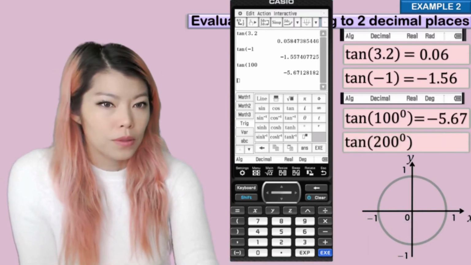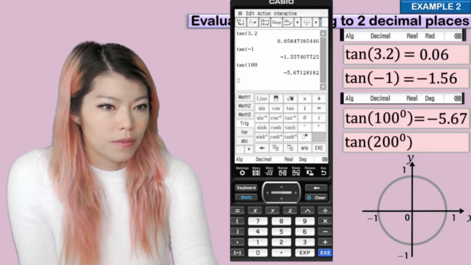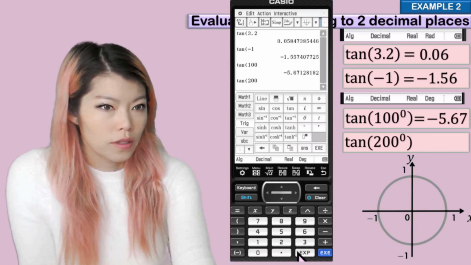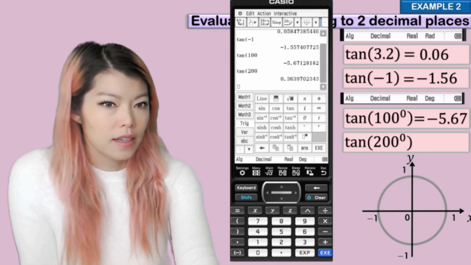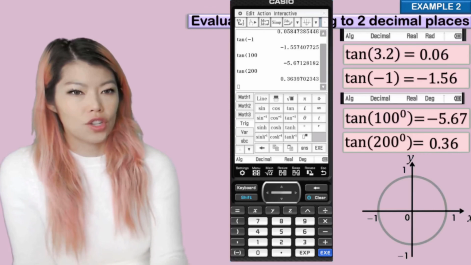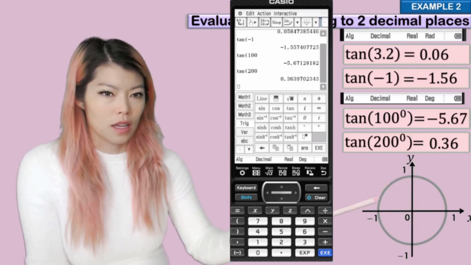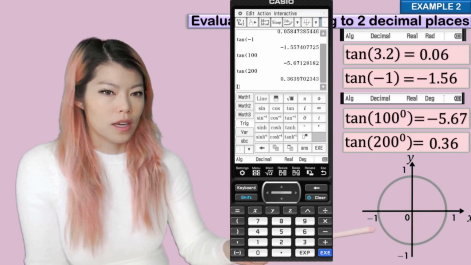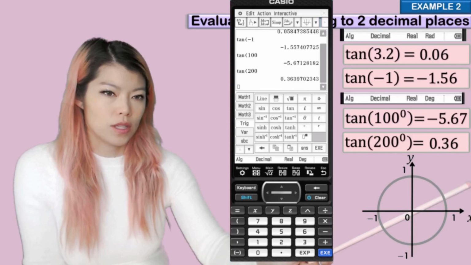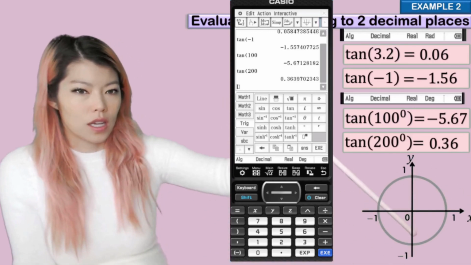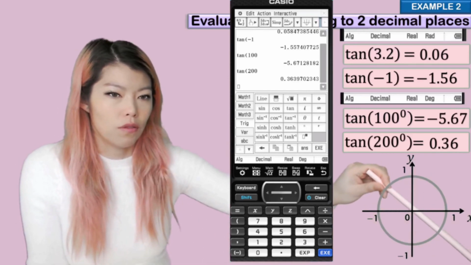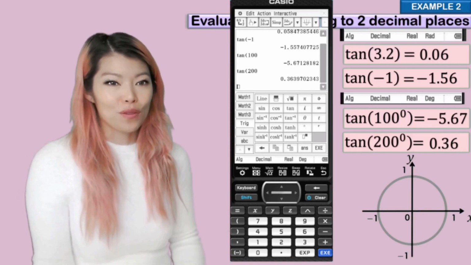Okay, one more example, tan of 200. Again, tapping onto the tan button, and then 200, enter, and we get 0.363 or 0.36, and check where 200 is. So again, this is 180, 200 is over here, and we know that in the third quadrant, when we draw through the line, we see that the tangent is positive. So in the second quadrant, we see that the tangent will be negative, third quadrant is positive, and the fourth quadrant is negative.